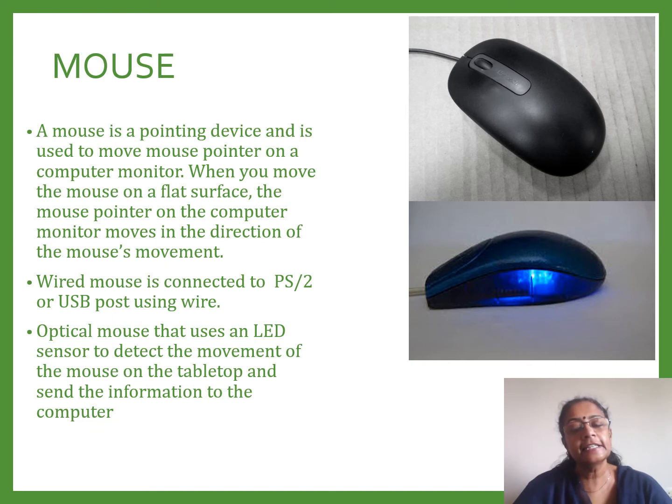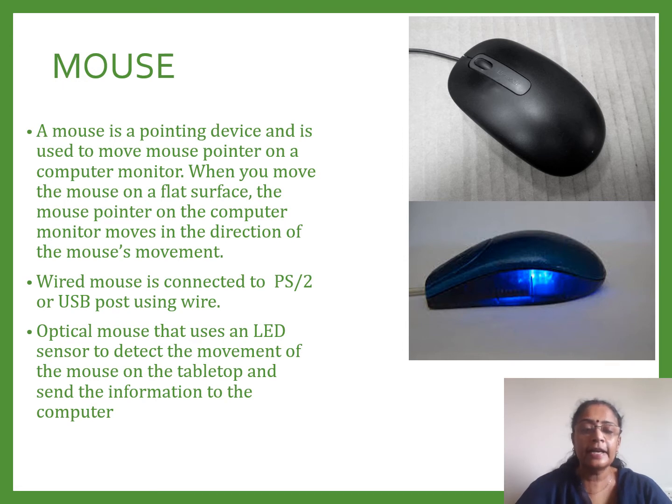The next is a mouse. The mouse is a pointing device which is used to move the mouse pointer around, and when you move the mouse on a flat surface, then that mouse pointer will move in the direction of the mouse. So nowadays again a mouse is a pointing device and also a selection device as well as an activating device for a program. When you single click on a program, it is selected, and when you double click on it, it gets activated or it is open.